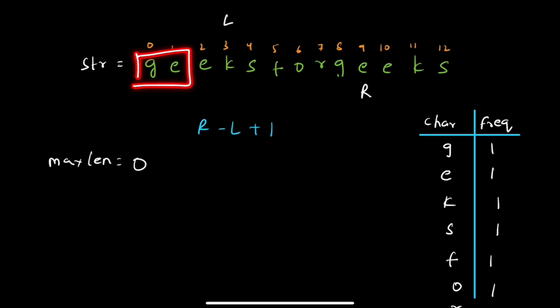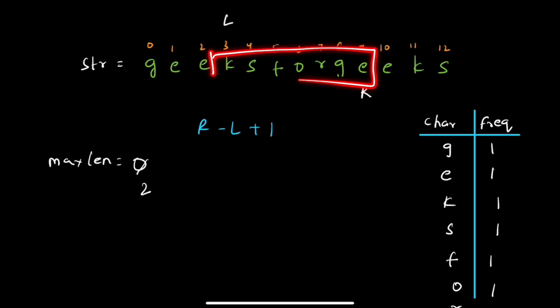And when we were at this window, the length was 2, right? So it would have gotten updated to 2. And when we were at this window, the count is 1. But when we are at this window, the length is 7. So the length will be from 2 till 7.